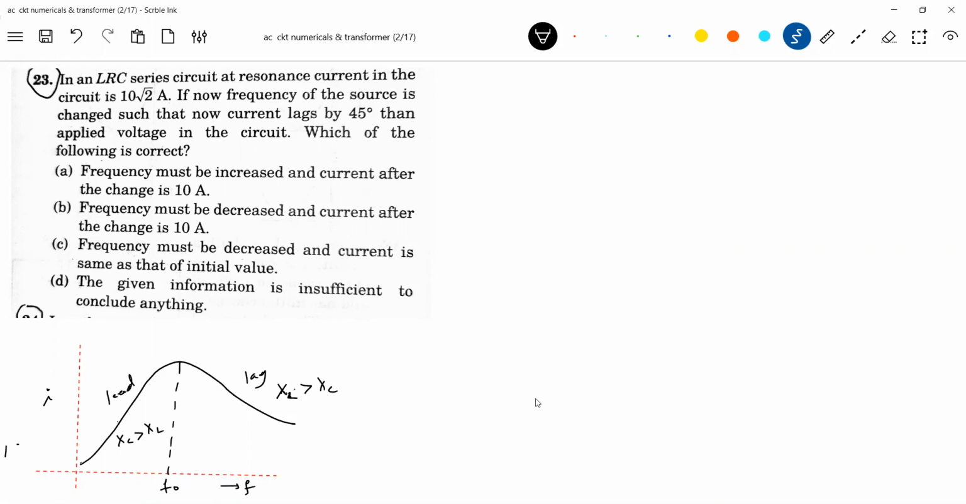Now it is at resonance. At resonance, how much current is flowing? The current flowing is 10 root 2 ampere. Come for this one. If the frequency of the source is changed such that now the current lags by 45 degrees.